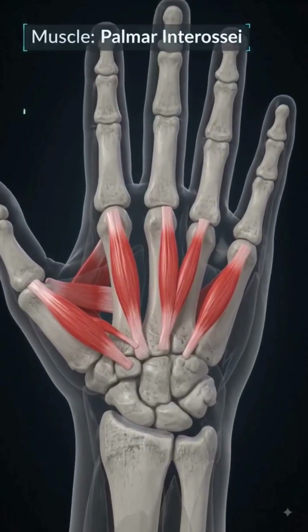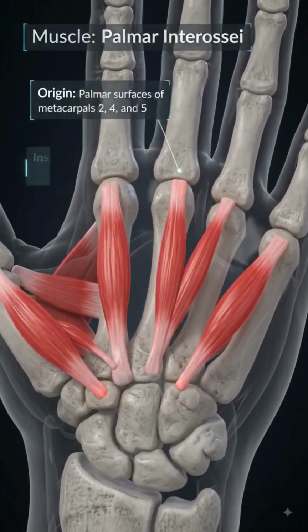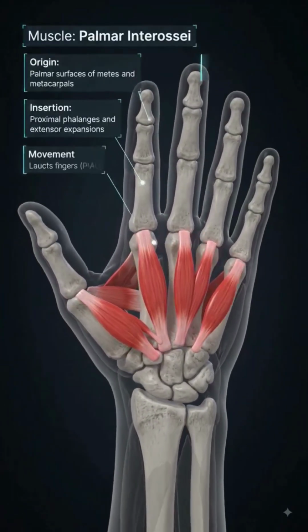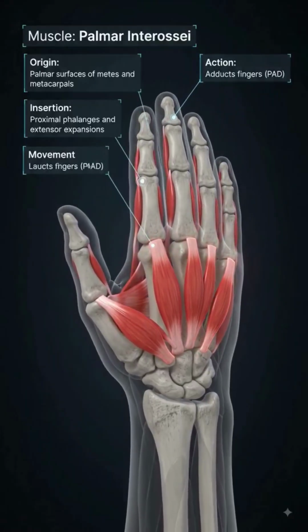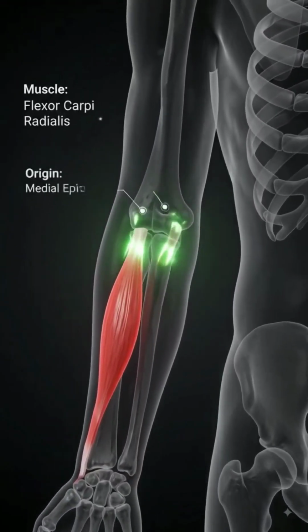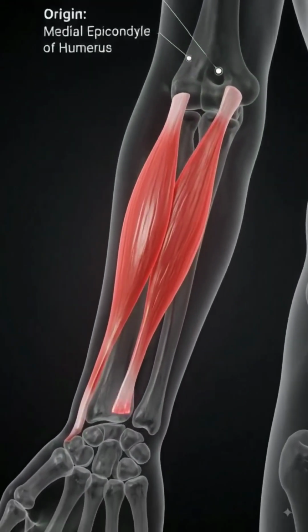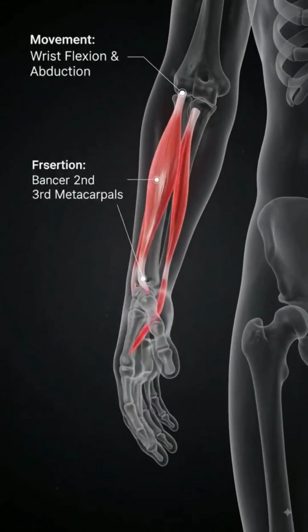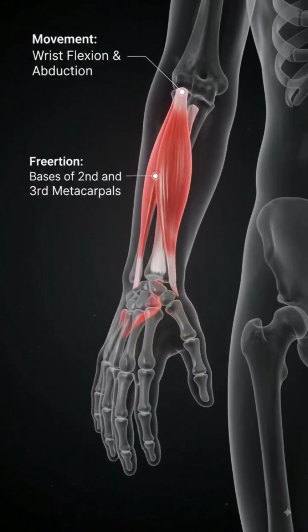Palmar interossei. Origin, palmar metacarpals. Insertion, proximal phalanges and extensor expansions. Movement, adduct the fingers. Flexor carpi radialis. Origin, medial epicondyle. Insertion, 2nd and 3rd metacarpals. Movement, flexes and abducts the wrist.